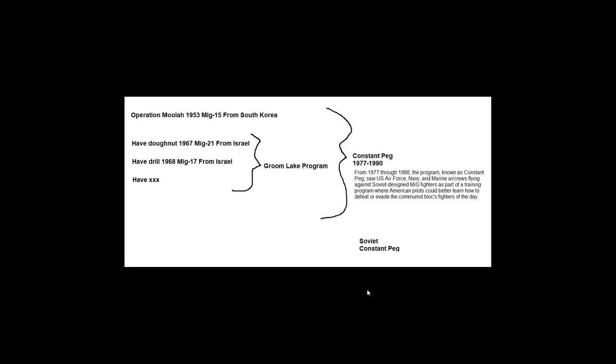We start in 1953, Operation Moolah, by bribing a North Korean pilot in a MiG-15 to defect to the South. He did it, he got the money, he brought his MiG over, and the Americans acquired the MiG-15 that way for operational purposes, testing to find its weaknesses. We've got a full video of that and I will link that in the description so you can see that if you want.